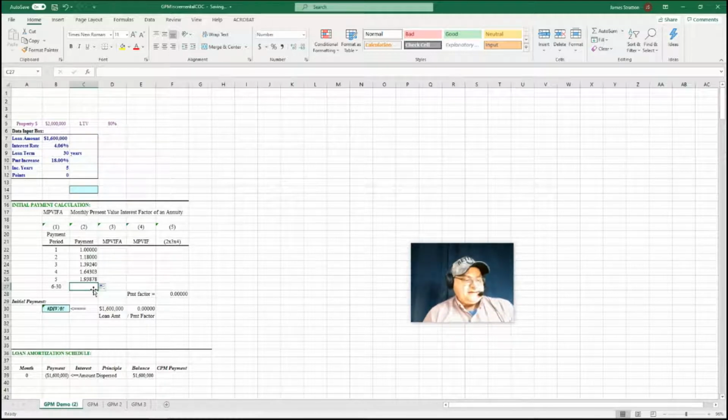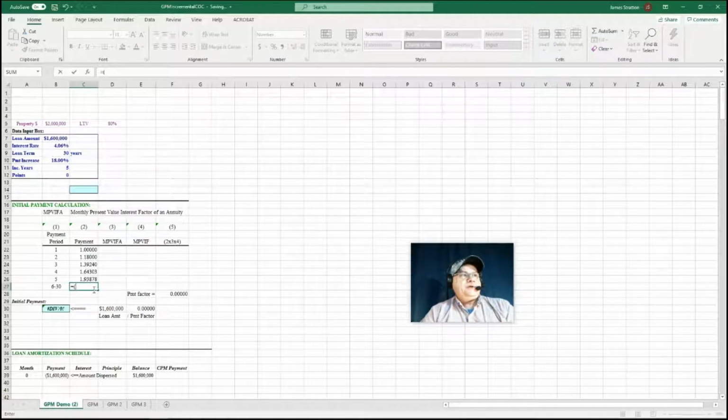So let's take a look at that. So again, we're going to equal sign, parentheses, 1 plus B10. Freeze it. Close it. Raise it to the power. This time we're going to do it as 6 minus 1 and hit enter.